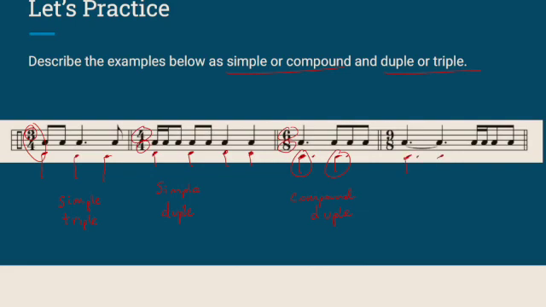Then over here for this 9/8, this all fits into 3 dotted quarter notes. And in my mind, I'm like, there's an 8 on the bottom, I have a dotted quarter note, this has to be compound, right? And then I'm saying to myself, how many dotted quarter notes do I have? You have 3. So it's a compound triple meter.